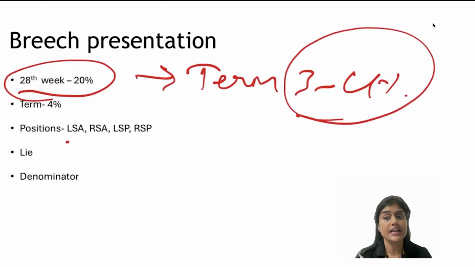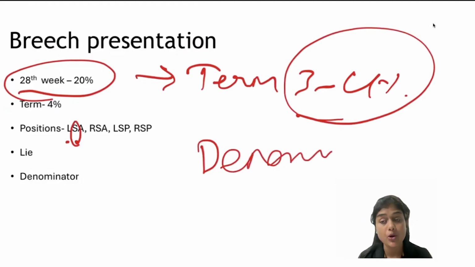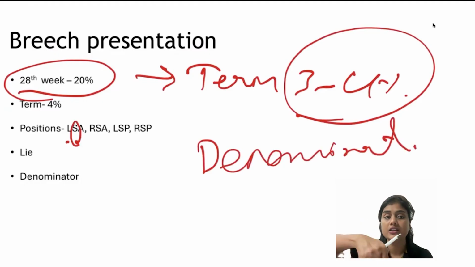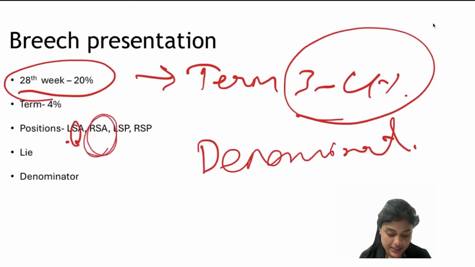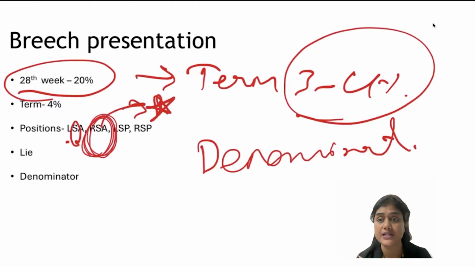Positions are just like left occipito-anterior in the head. Here it is the sacrum. Sacrum is your denominator, the bony prominence. So we have left sacroanterior, right sacroanterior, left sacroposterior, right sacroposterior. Of all these, right sacroanterior is the commonest one. Whereas in the head, what is the commonest presentation?